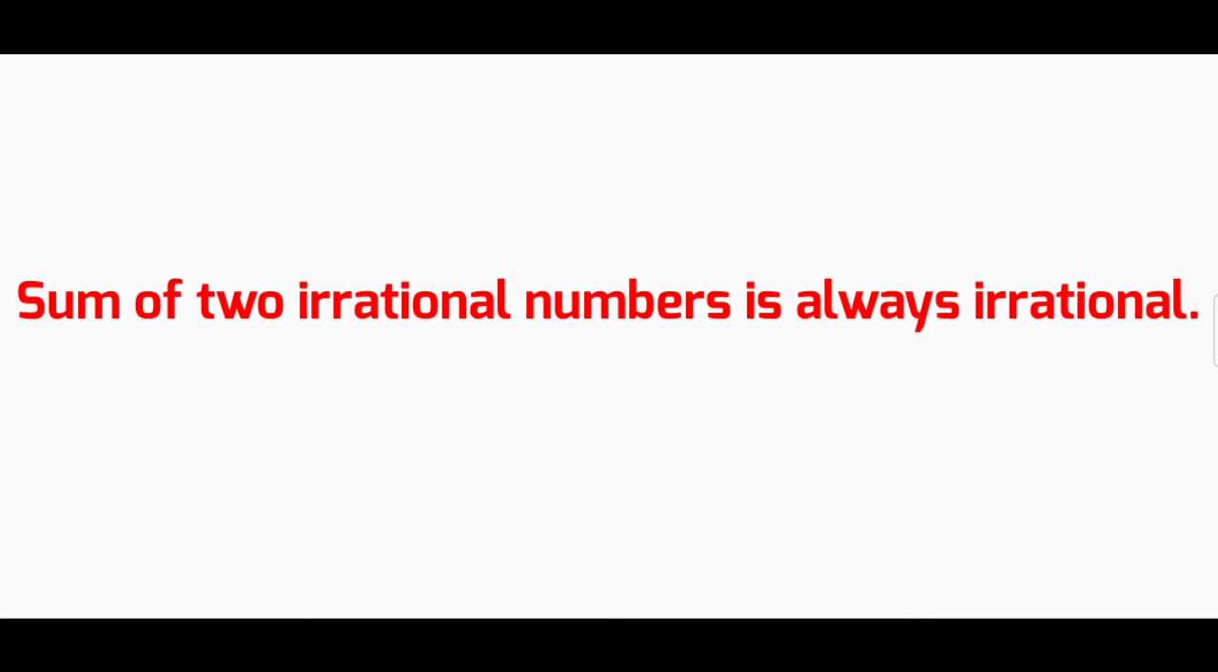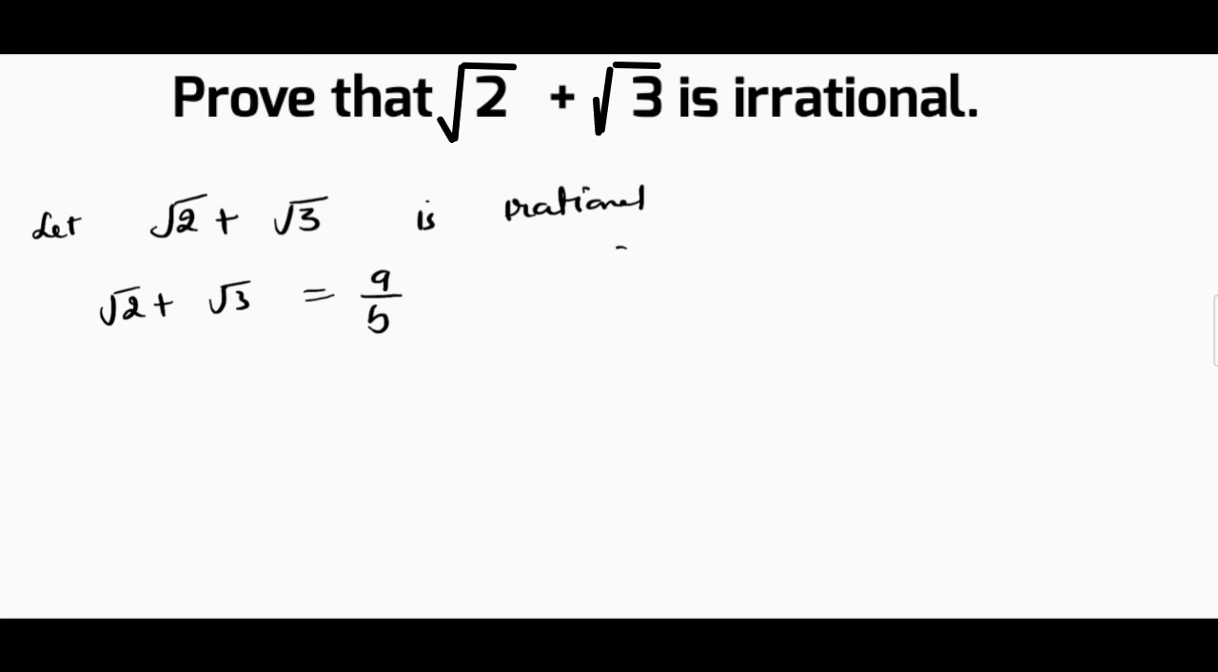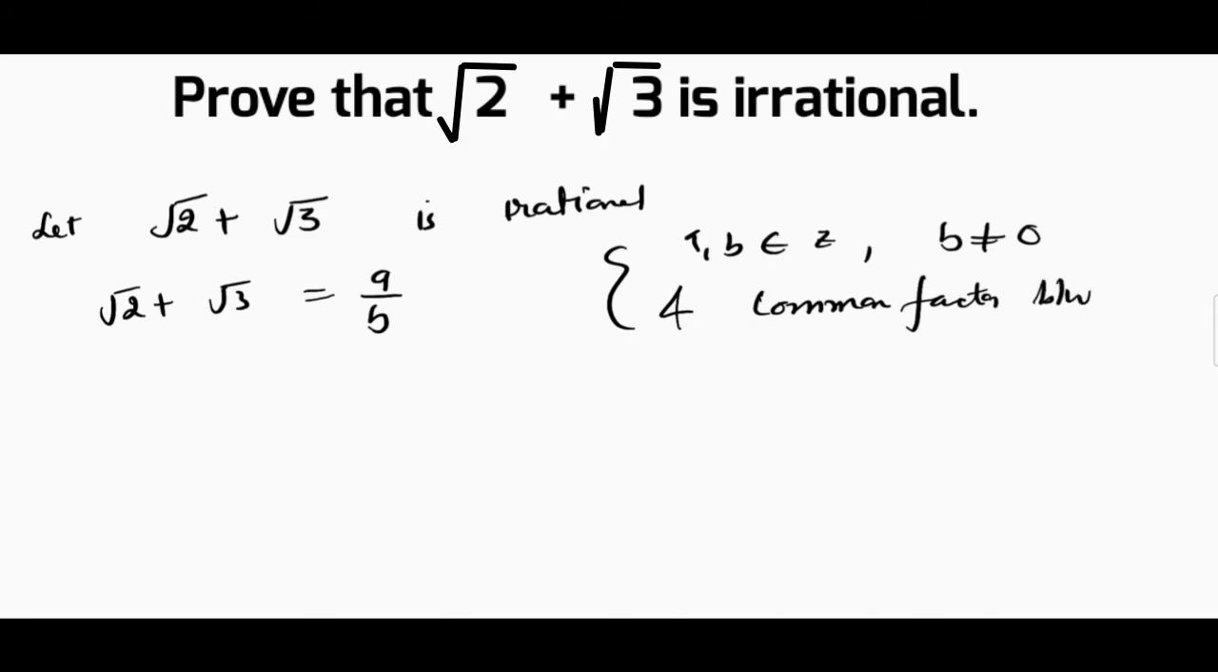So let's prove the irrationality of such numbers. For that, let's take one example. Show that square root of 2 plus square root of 3 is irrational. To prove this also we'll say let square root of 2 plus square root of 3 be rational. So it means we can write this as a upon b form, where a and b belong to integers, b is not equal to 0, and the common factor between a and b is 1 only, correct?